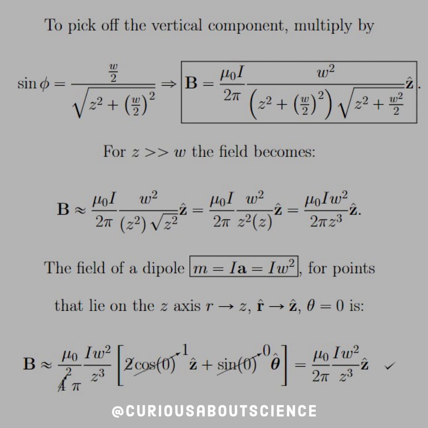Now we know that the dipole moment is m equals IA. What is the vector area of a square but w squared? So that makes sense. So for points that lie on the z-axis, where r goes to z, r hat goes to z hat, theta equals 0, and so on, we see that the dipole field approximation works out, given that cosine of 0 goes to 1, sine of 0 goes to 0, and r goes to z. We see that it all cancels just like before, and we're good to go.